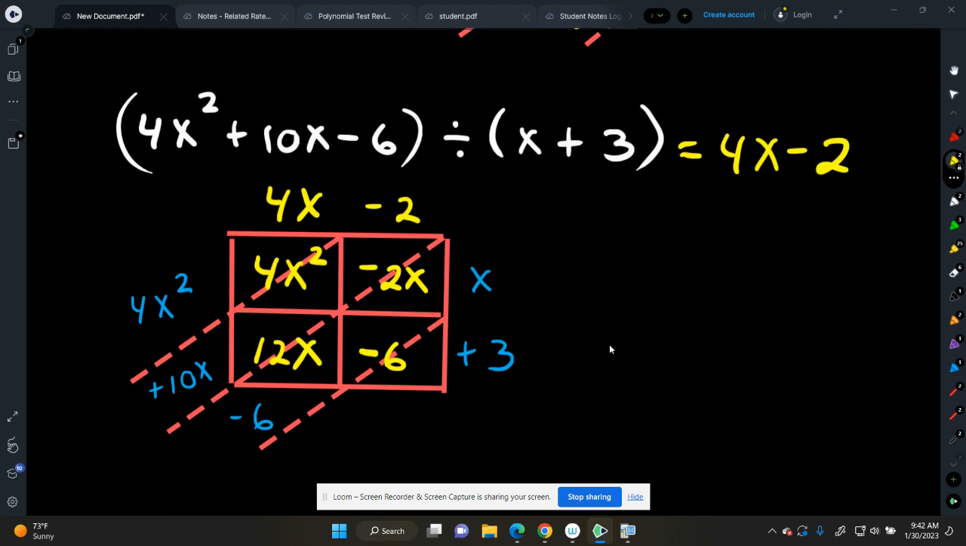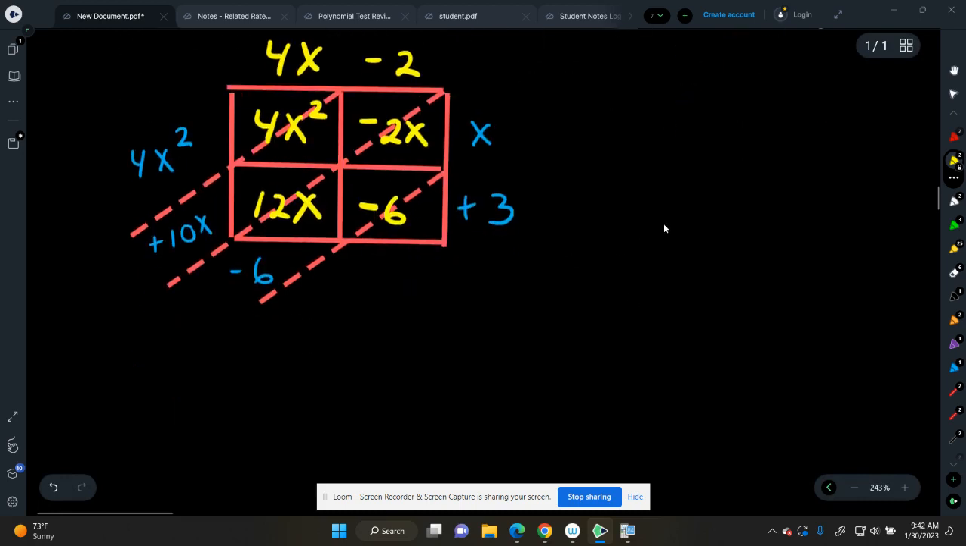Good? Okay, we're going to take it a little bit further now. Any questions on that one? Okay. So let's do numbers 5 and 6 from that worksheet that I gave you.